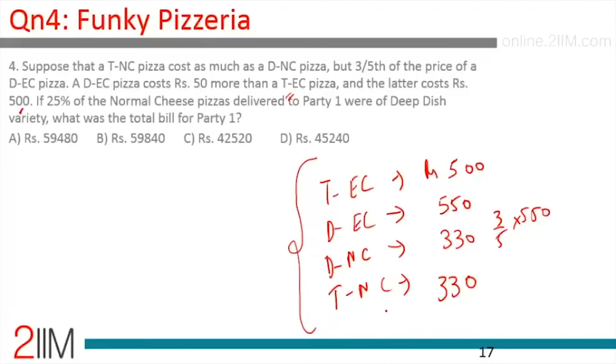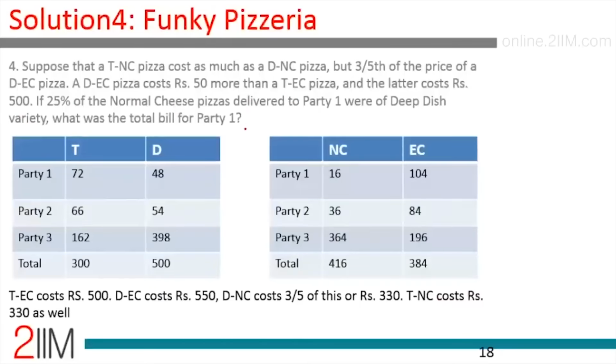Next up, 25% of normal cheese pizzas delivered to party 1 were of deep dish. What is the total bill for party 1? We know we can find the bill. We find the exact number of pizzas in each of these categories. And so 25% of normal cheese were of deep dish categories. So let's go back to the numbers. We're looking at party 1. We're looking at 25% of normal cheese pizzas were of deep dish variety.